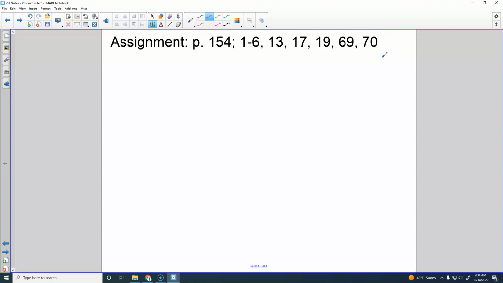Okay, these should be pretty straightforward. 1 through 6 is just asking you to take a derivative. 13, 17, 19, those ask you to take a derivative at a specific point, so you'll be plugging a number into them. 69 and 70 ask you for an equation of a tangent line, so you're doing the whole thing there. So go ahead and get started on those.